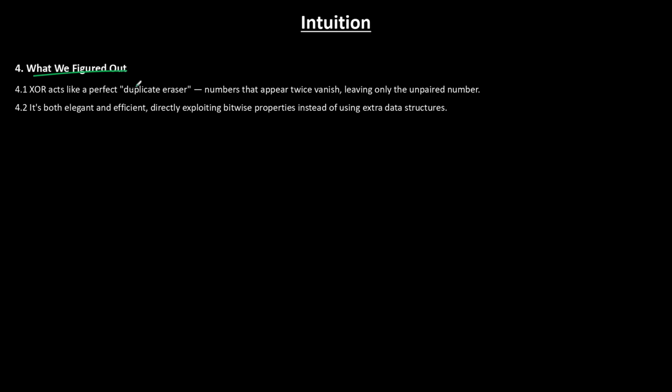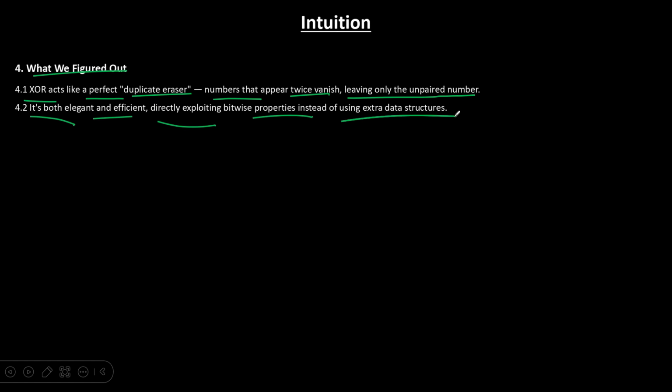So what we figured out? We figured out that XOR acts like a perfect duplicate eraser. Numbers that appear twice vanish, leaving only the unpaired number, or the number with count 1. It's both elegant and efficient, directly exploiting bitwise properties instead of using extra data structures. Right? So I hope you understood the intuition and explanation. It was pretty easy and straightforward, I hope. So let's move to the next slide.